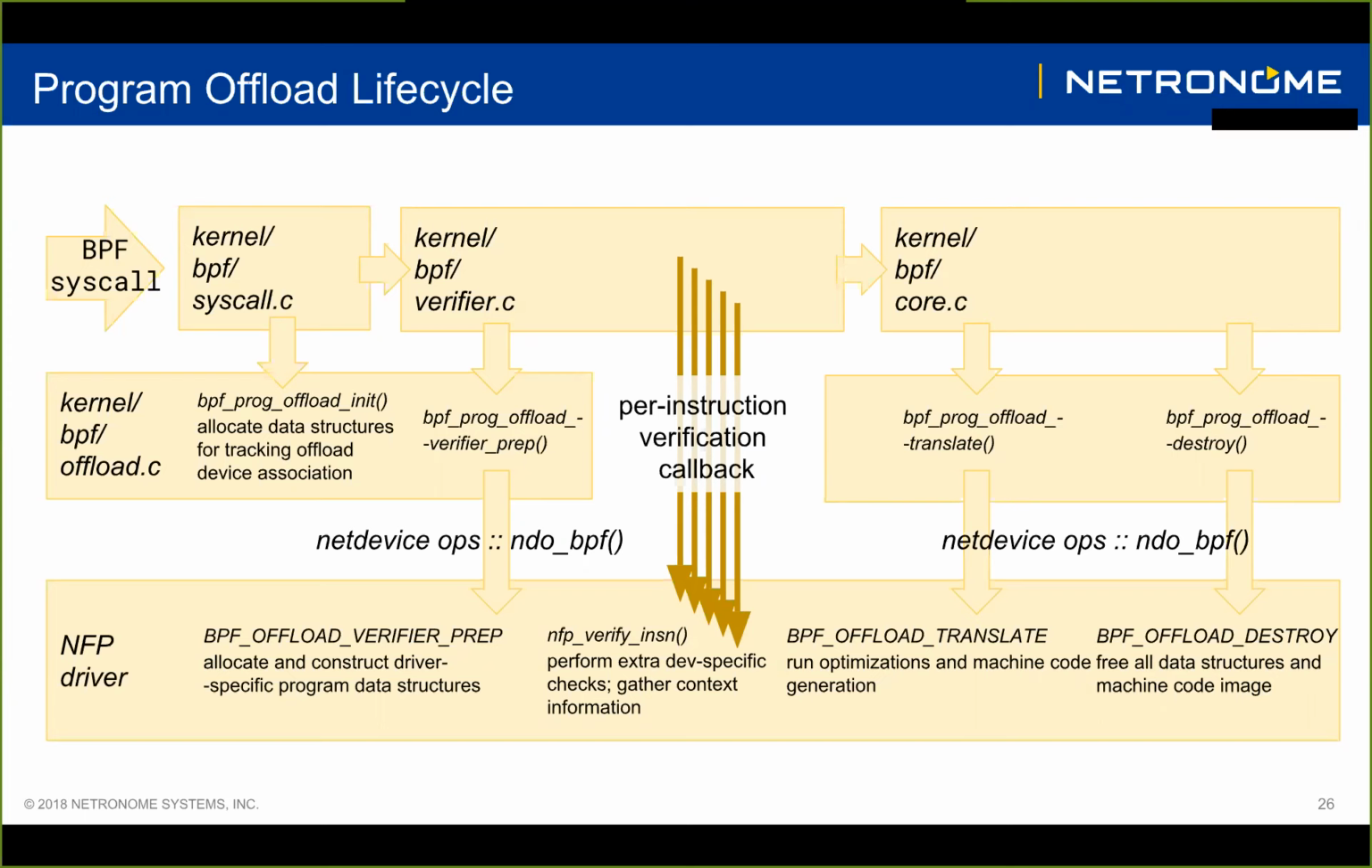The device driver is first invoked when we start the verification. When the verifier first runs, the verifier prepare function will be called, and the driver gets a chance to allocate its state and its information about the program before the verifier actually runs. And this is done through the networking subsystem configuration path. But once that step is finished, there is a fast path for communication between the verifier and the driver.